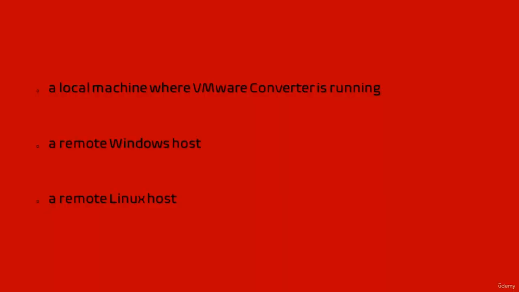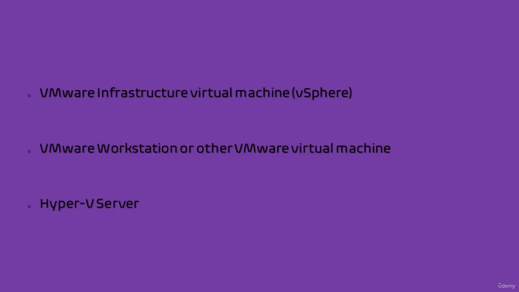Now, you can use VMware Converter to perform a physical to virtual conversion of a powered-on local machine where VMware Converter is running, a remote Windows host, a remote Linux host, but you can also convert machines that are powered off in the following environments: VMware Infrastructure Virtual Machine, vSphere, VMware Workstation or other VMware Virtual Machine, Hyper-V Server.